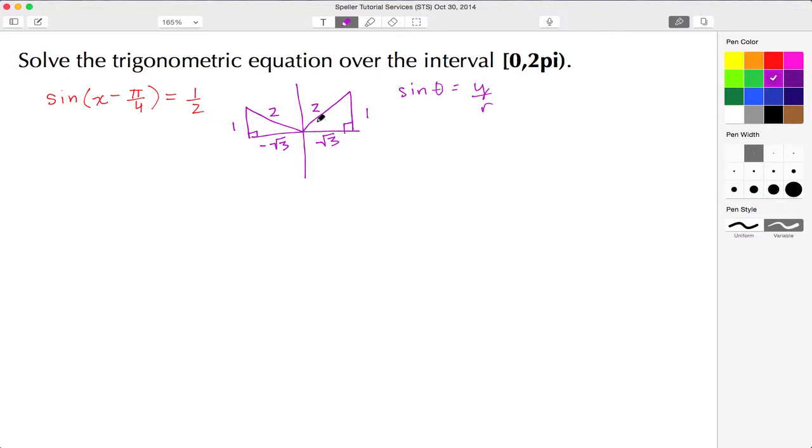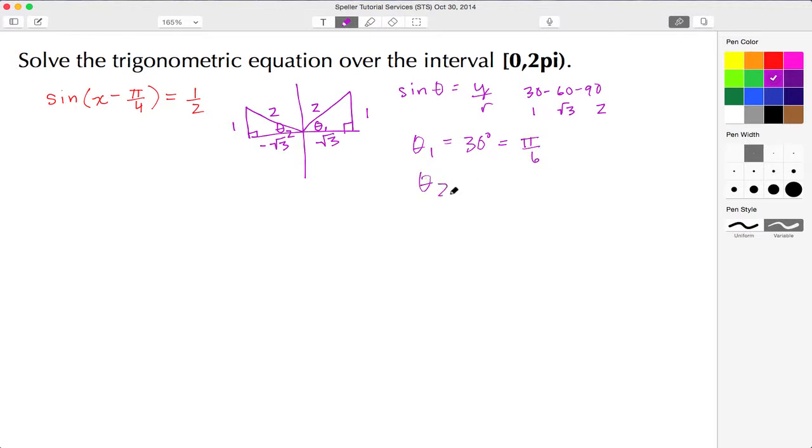To figure out the angles, I'm going to call this angle here theta 1, and this angle here theta 2. Opposite theta 1 is the value of 1, so that tells me that this angle is 30, because that triangle represents the 30, 60, 90 special triangle. Opposite 30 is 1, opposite 60 is root 3, and opposite 90 is 2. So theta sub 1 is 30 degrees, and 30 degrees is the same thing as pi over 6.